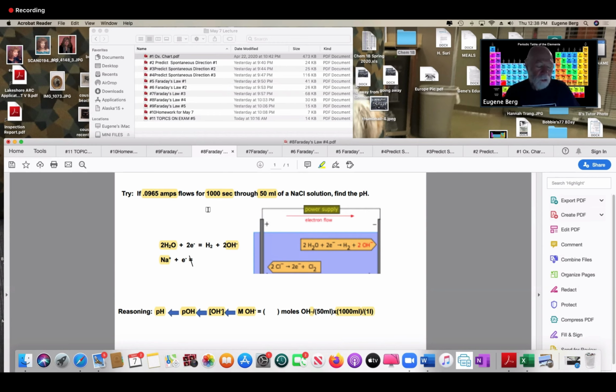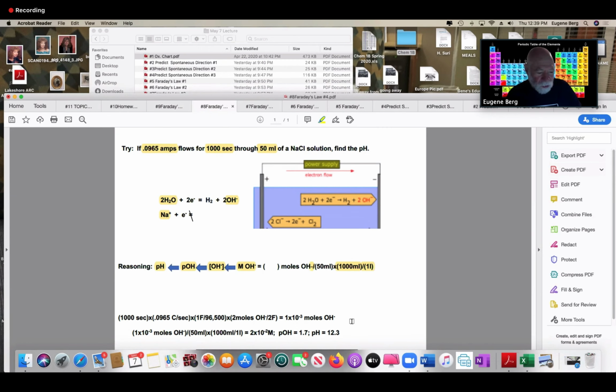So let me give you a few moments on your own. See if you can convert 1,000 seconds into moles of hydroxide. Okay, so I start off with 1,000 seconds. Then I use the amperage as a conversion factor. So there's 0.0965 coulombs per second.